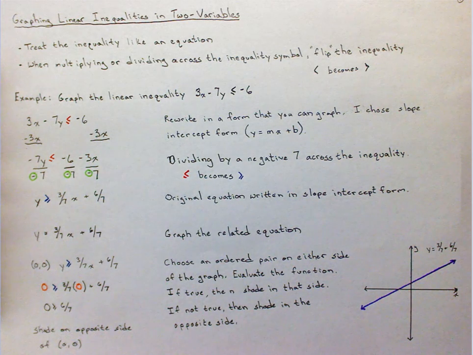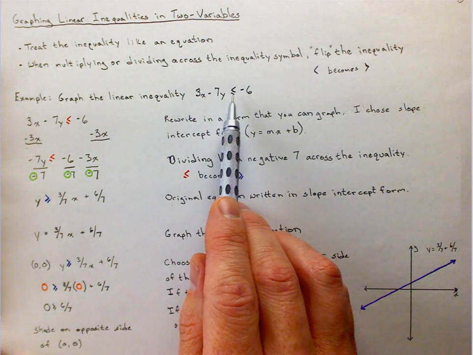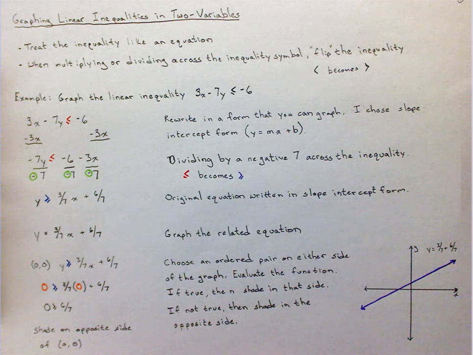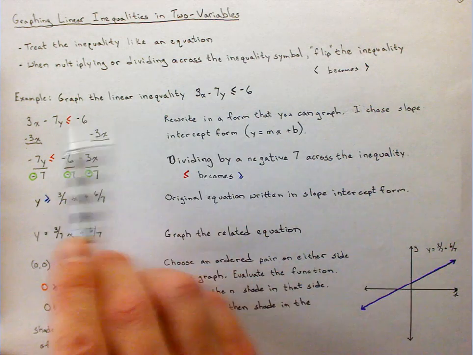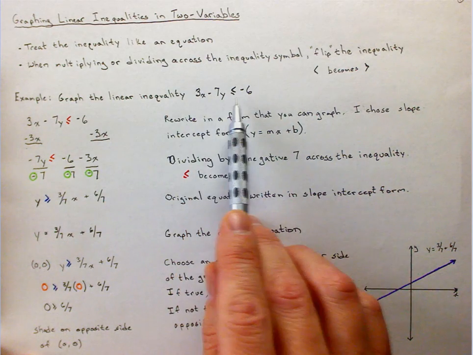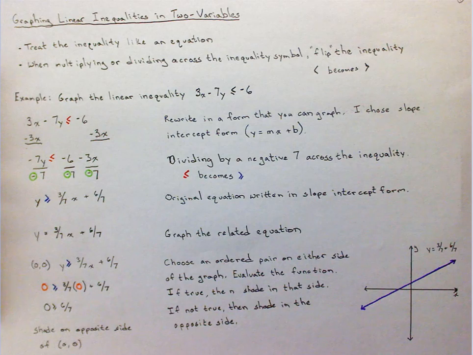So we've already talked about inequalities, but now we're going to actually graph a linear inequality. So let's look at an example. We're given 3x minus 7y is less than or equal to a negative 6. So what matters here is how you like to graph. If you want it in standard form like this, then that's what you can do. You can use the intercepts to be able to graph.